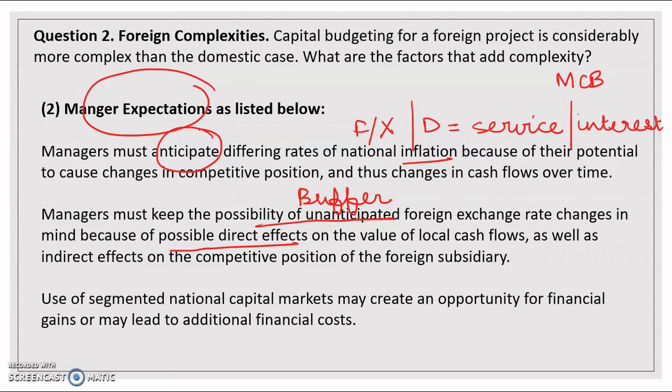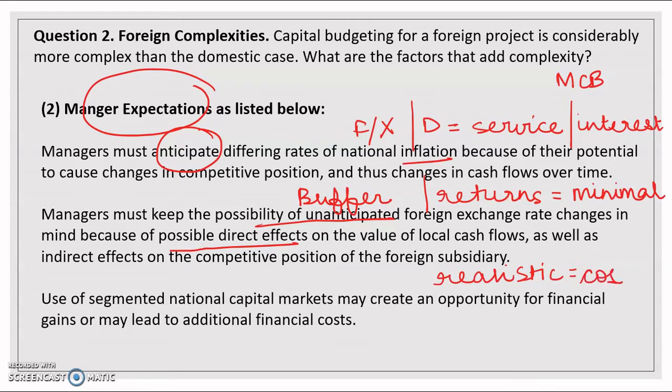So, in a way, managerial expectation is to keep your returns to a very minimal and then decide if you want to still go ahead with the project or not. Be realistic about your cost, but at the same time, you must ensure that you are expecting minimal returns. Anything over and above your base minimum is always an added advantage.